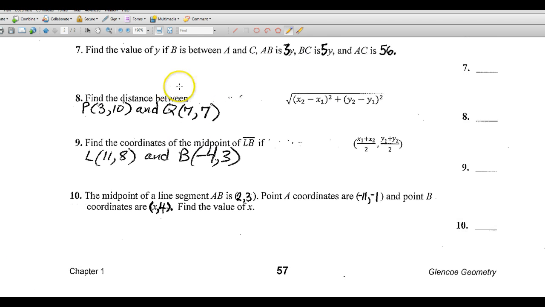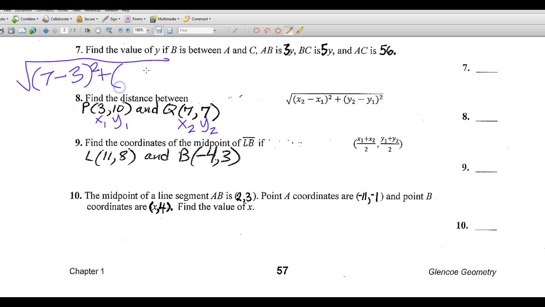Okay, on number 8, we have another distance formula problem. Here's our distance formula. Label one of your points x1, y1, the other x2, y2, and start plugging things in. So we want to take x2 minus x1 squared plus y2 minus y1 squared.